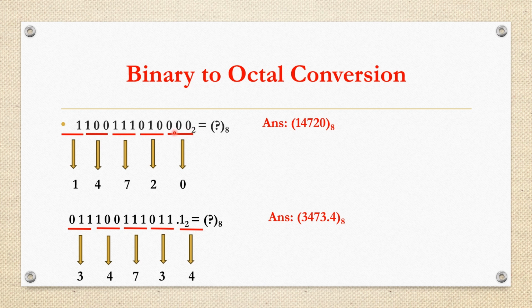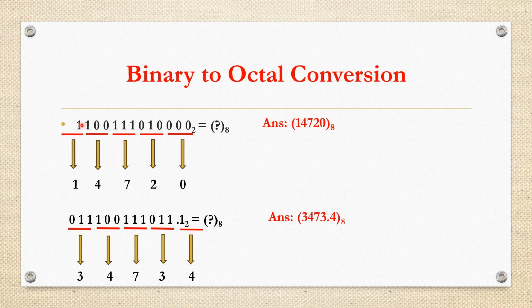0 0 0 is one group, then 0 1 0 is the second group, 1 1 1 the third group, 0 1 0 the fourth group, and then there is only one more digit left, but we need 3, so we can imply it. It is implied that there are 2 zeros in front of it. So these 3 zeros together make one octal 0, and 0 1 0 is only 2 in octal. 1 1 1 is octal 7, 1 0 0 is octal 4, and this is octal 1.